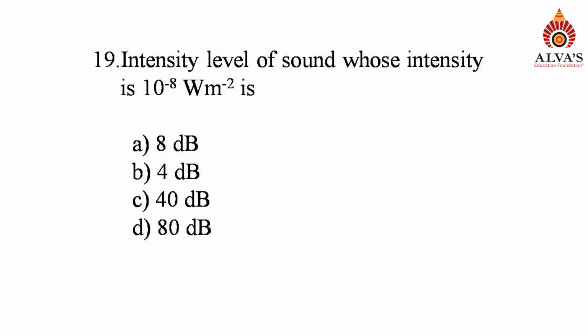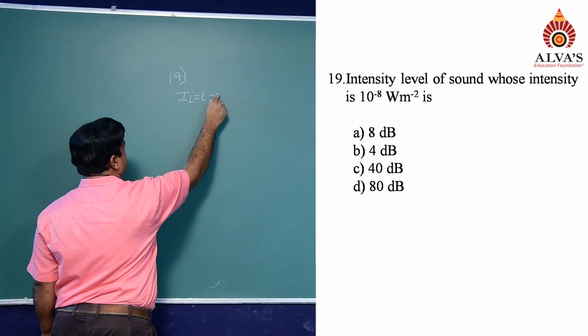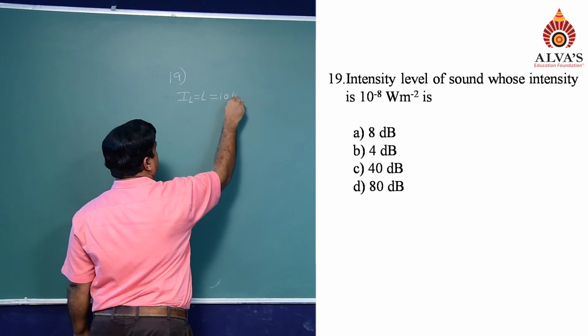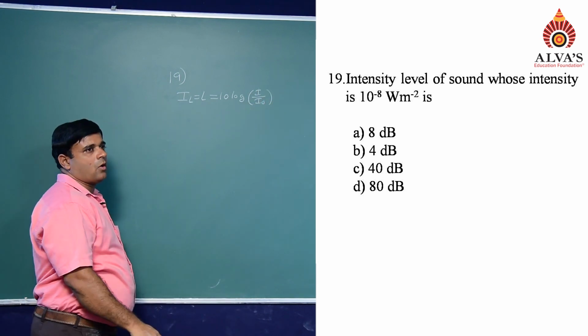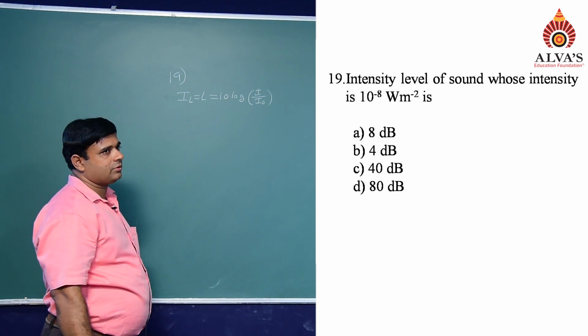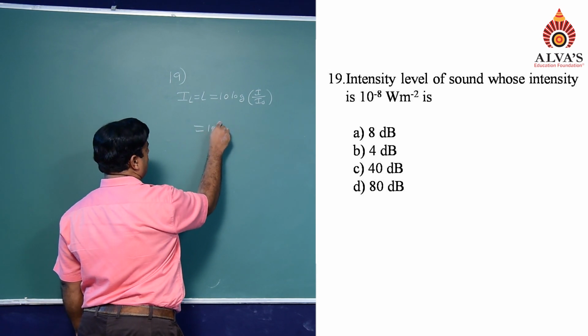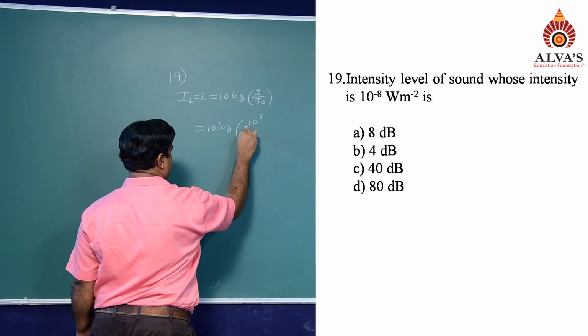Intensity level of a sound whose intensity is 10 to the power minus 8 watt per meter square is. Here intensity of sound is given, you have to calculate intensity level. Intensity level or loudness equals 10 log I divided by I naught, where I naught is called threshold of hearing. I is the intensity of the given sound, which is 10 to the power minus 8.